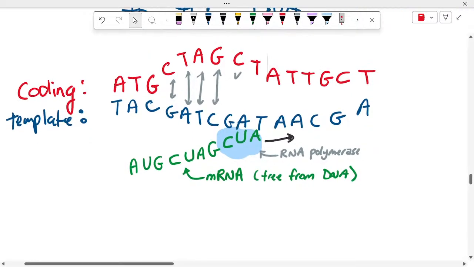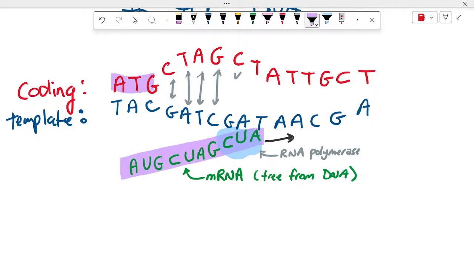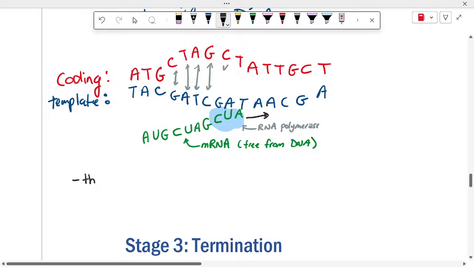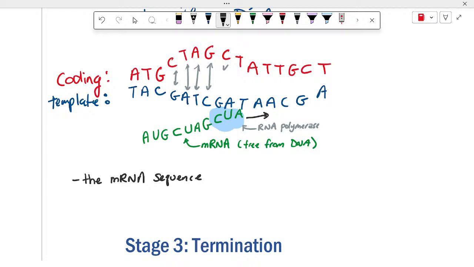But what I want to make a note of is if we compare this sequence to that sequence, what do we see? It's the same. The only difference is where in the coding strand of DNA there would be a T, in the mRNA strand there will be a U. I think that highlighting actually is too much. I think it makes it hard to follow, so I'm going to get rid of it. But what I am going to do is make a little note and say that the mRNA sequence is complementary to the template strand.